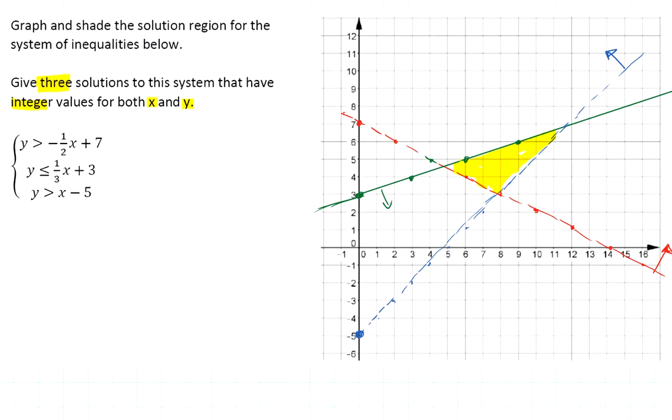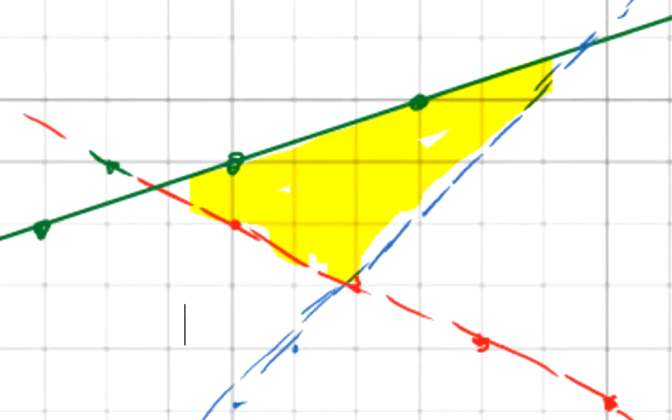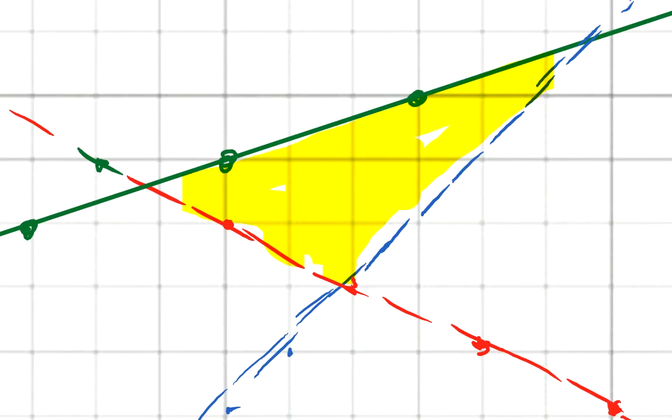The final part, remember, and I highlighted this, says give 3 solutions to this system that have integer values for both x and y. So if I zoom in a whole bunch here, I can see I've got, for example, this point, this point, this point, this point, this point, and if it can be that, I guess this point works too. In fact, that point would work because it can equal that. This point, and that looks like it. So there's a total of 1, 2, 3, 4, 5, 6, 7, 8. Unless I'm missing something, it looks like there are only 8 points that are possible.